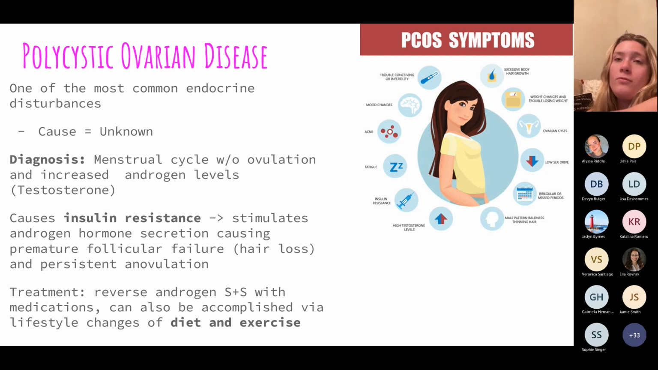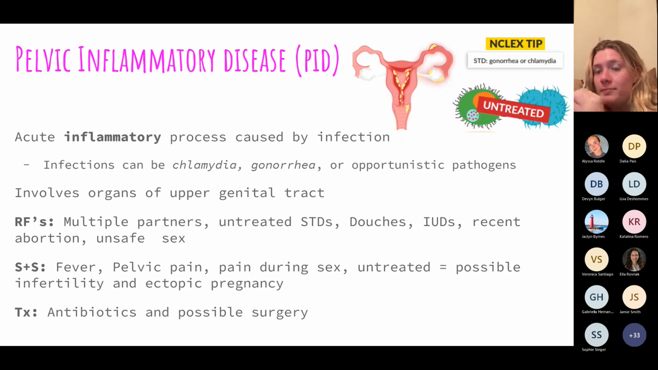One of the most common female diseases or disorders is going to be our polycystic ovarian disease. We really don't know the cause, lots of different links. But how do we diagnose it? They're going to have a menstrual cycle without ovulation. They're also going to have increased androgen levels. What are androgens? Testosterone. So that's why these patients might present with a deeper voice, hair on their face, etc., and difficulties ovulating. Okay. Most of our treatment is going to be aimed at diet and exercise.